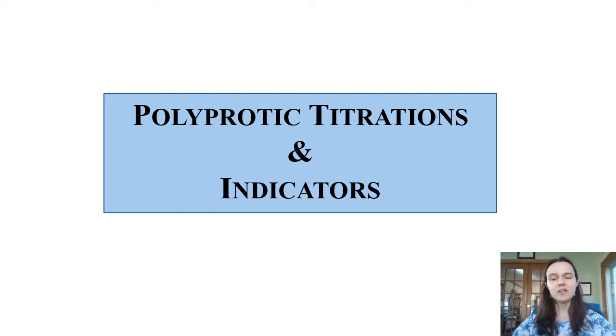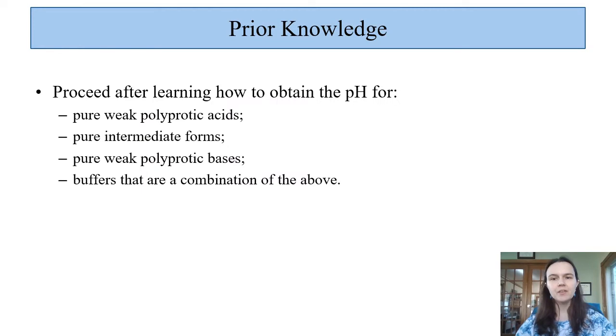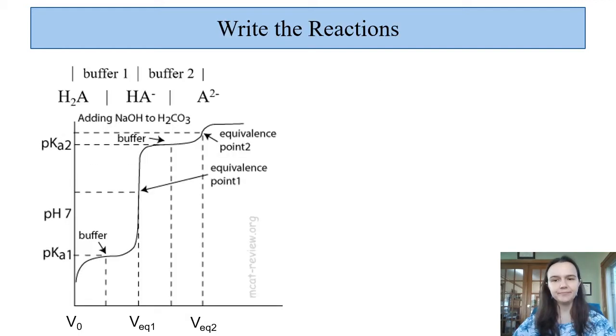This lesson is about polyprotic titrations and acid-base indicators. I'm assuming coming into this lesson that you've already learned how to obtain the pH for a pure weak polyprotic acid, as well as the pure intermediate forms, pure polyprotic weak base, and buffers that are made from polyprotic acids and bases. The first step in a titration is to figure out what the reactions are.